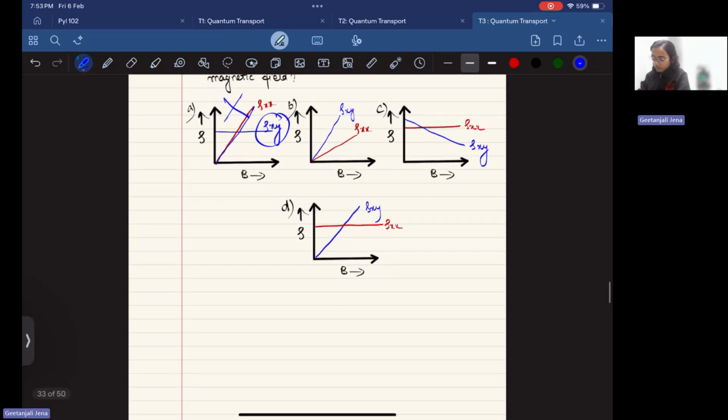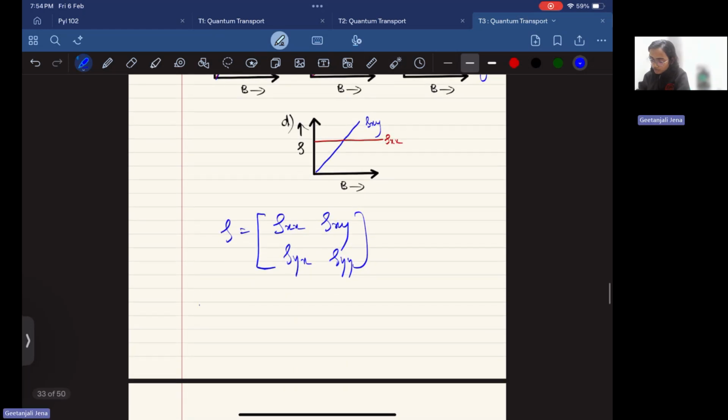So we need to recall the tensor in the presence of the external magnetic field, which is rho xx, rho xy, rho yx, rho yy. For rho xx and rho yy, it is m by n e squared tau. This remains constant in the classical case, because in the classical case there will be scattering because of the scattering center. So that is why we'll always see that the current is resisting.